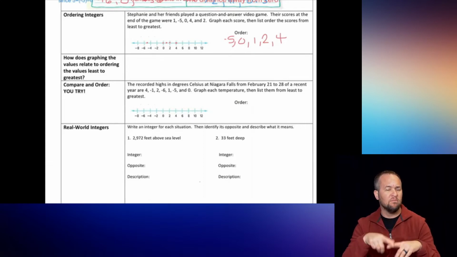So what I want you to do is take a minute, go ahead and pause, take a moment to write your own definition there of how does graphing the values relate to ordering the values from least to greatest. Explain that real quick and then we'll jump into the U-try.